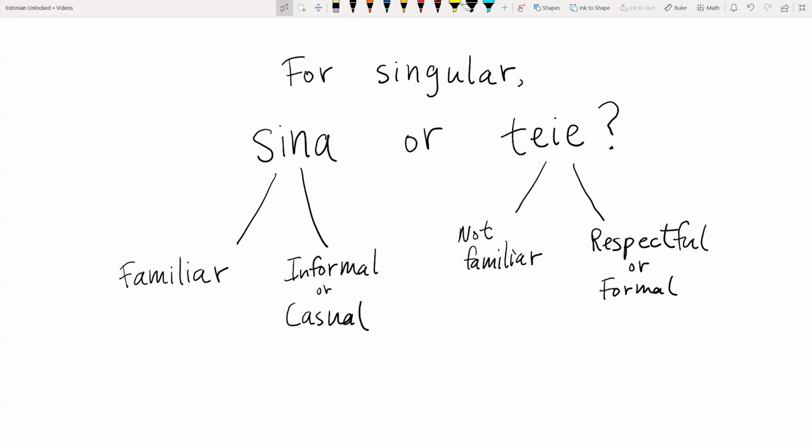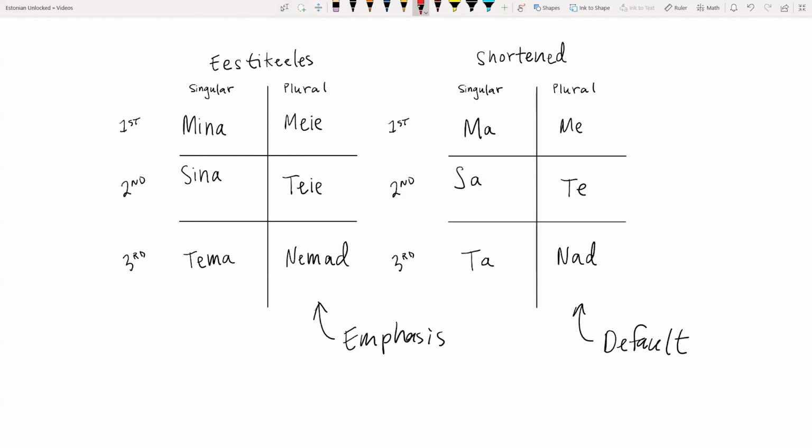Teie is used in settings where you are not familiar with the person, or you are trying to be respectful or formal. This might include meeting someone for the first time, talking to strangers, being in business settings, or talking to someone who's older than you or who you respect. If we go back to our list now, we can add teie and te in the second person singular pronoun column. And remember that this is used if it is a formal situation or we're trying to be respectful.